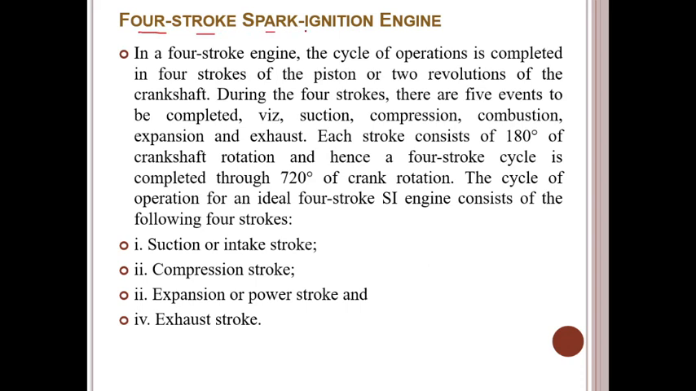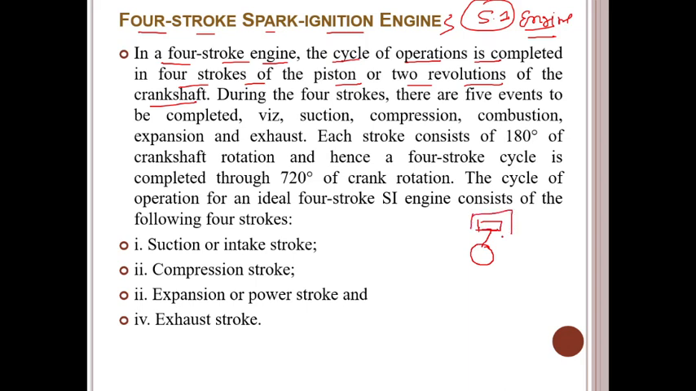So what are four-stroke spark ignition engines? They are called SI engines, spark ignition. In a four-stroke engine, the cycle of operation is completed in four strokes of the piston or two revolutions of the crankshaft. This crank is connected to the connecting rod, and the connecting rod is connected to the piston inside the cylinder. So how many revolutions? Two revolutions. The crank comes here, and next time once again the crank comes here. That's why it is called four stroke.